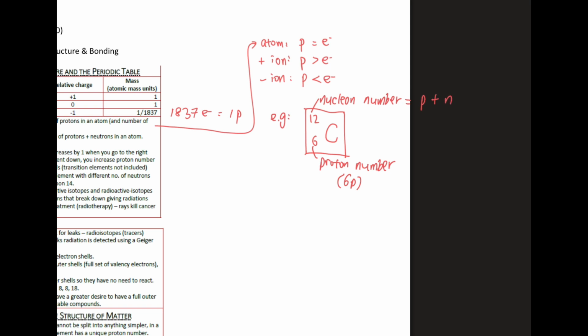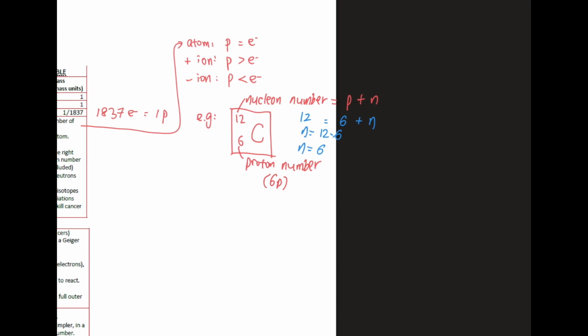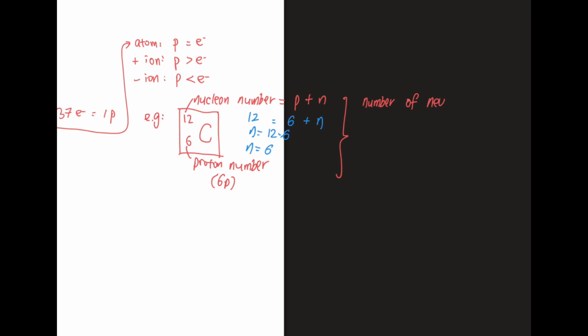Okay, so because of that, right, you try to imagine we substitute with values. Nucleon number is 12, proton is 6. Then in that case you can find out the number of neutrons. So neutron equal to 12 minus 6, neutron equal to 6. So from here we get one idea. To find the number of neutrons, number of neutrons is equal to nucleon number minus proton number. So something like that. Okay, now let's move on.